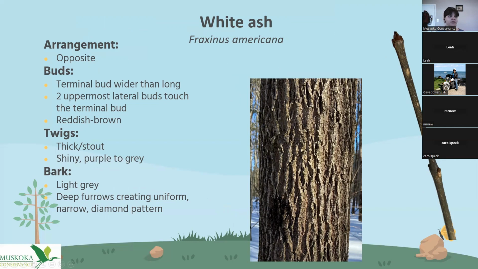They are also, the twigs are considered thick and stout for the ash family. And for the white ash, they tend to be a shiny purple to gray color, getting more dull with age. The bark is a light gray, and it has deep furrows and ridges, which create a pretty uniform diamond pattern in the bark, which you can see pictured here. And that is our white ash.